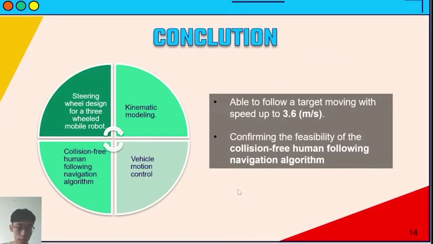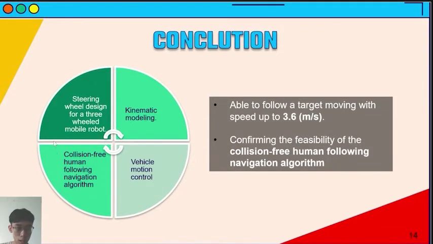So we go to the conclusion. In this research, we resolved 4 problems. They are steering wheel design for a 3-wheeled mobile robot, kinematic modeling, vehicle motion control, and collision-free human following navigation algorithm.